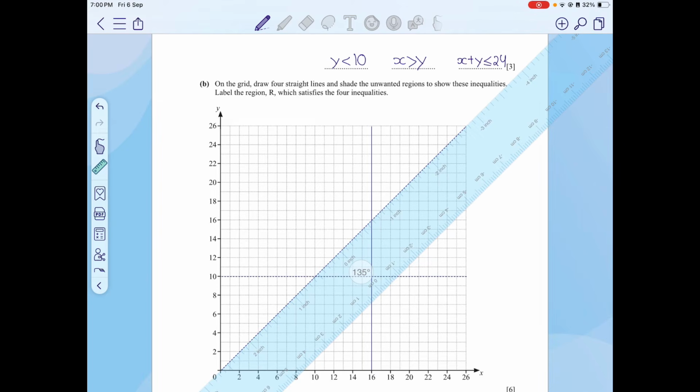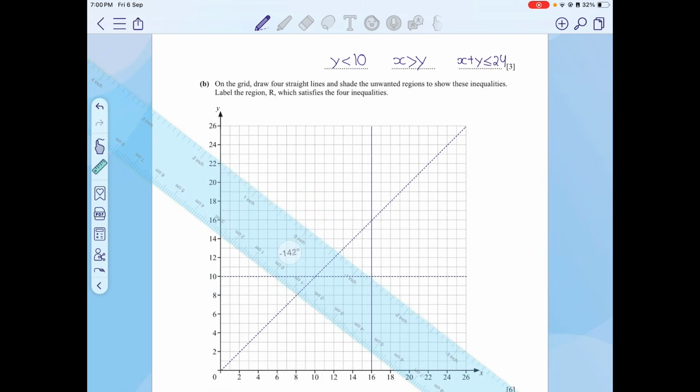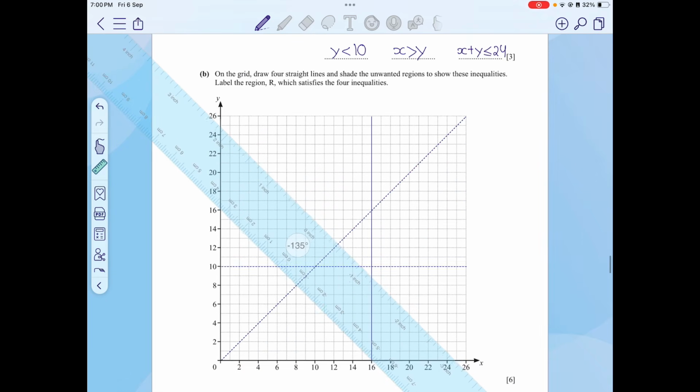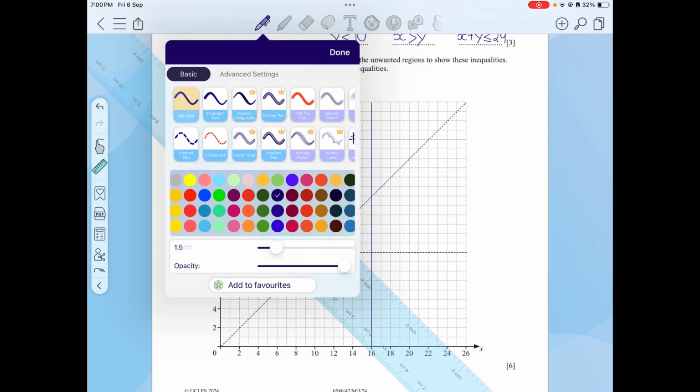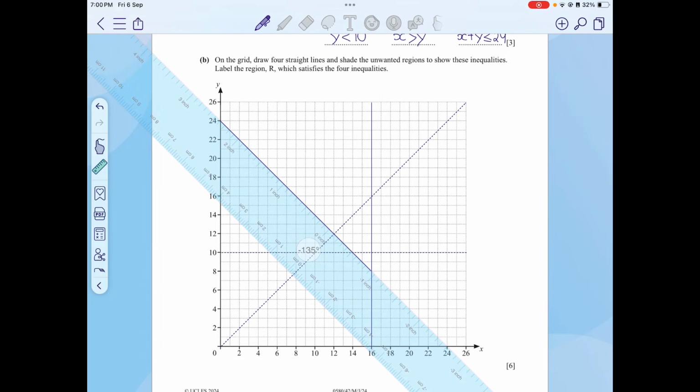x plus y is equal to 24. Now this is often confusing, so you would rearrange this in the form y equals mx plus c. So y is equal to 24 minus x. That means the y-intercept is 24 and it touches the x-axis at 24 also. Negative x means that the gradient is negative 1, a decreasing gradient. And this has the equality symbol, so I would use a bold line here. It would look something like this.